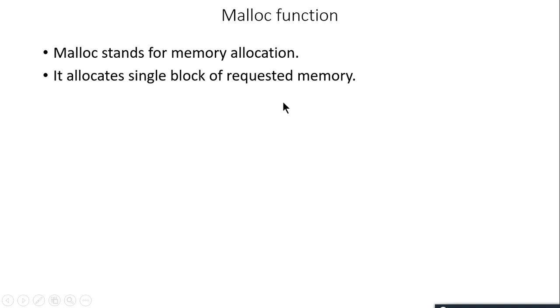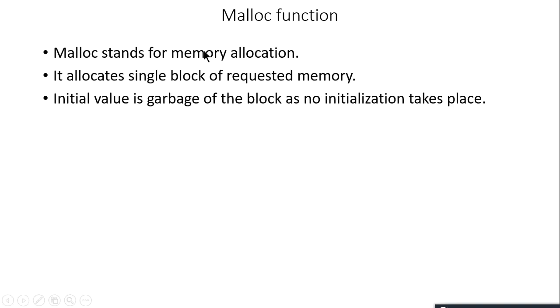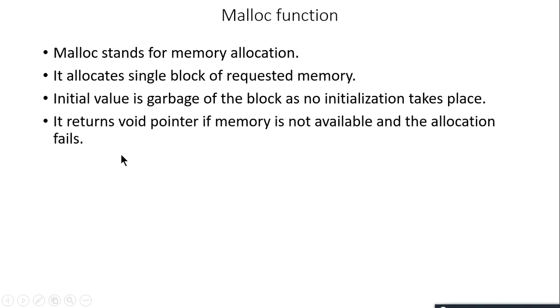So malloc stands for memory allocation. It allocates a single block of requested memory. What that means is, let's say you want 20 bytes of block, so 20 bytes of block will be allocated to it straight away. We'll see sooner how it works. Now what will be stored in that block allocated by malloc? Initial value will be garbage, as there is no initialization that will happen in the malloc function.